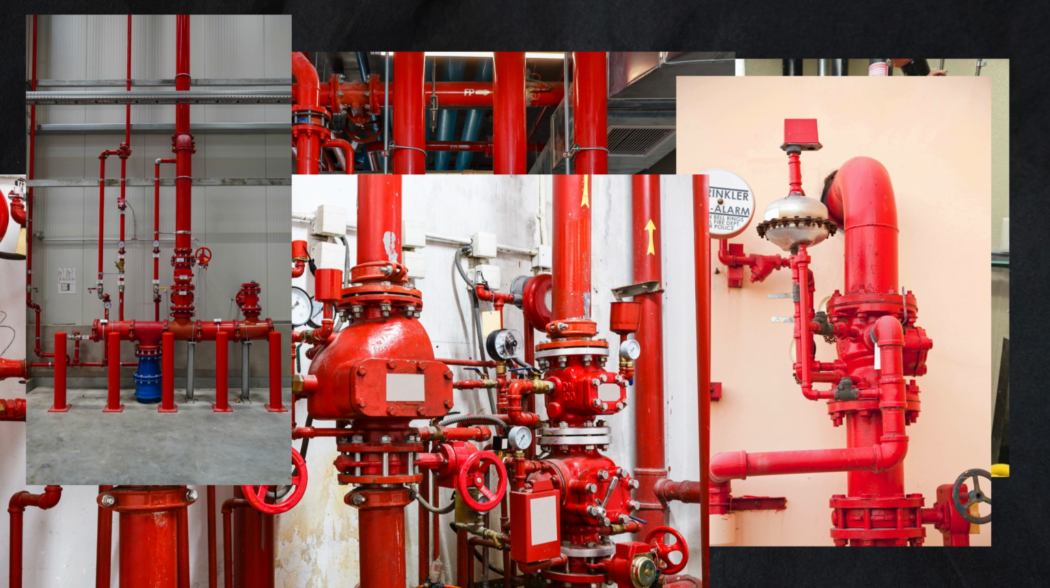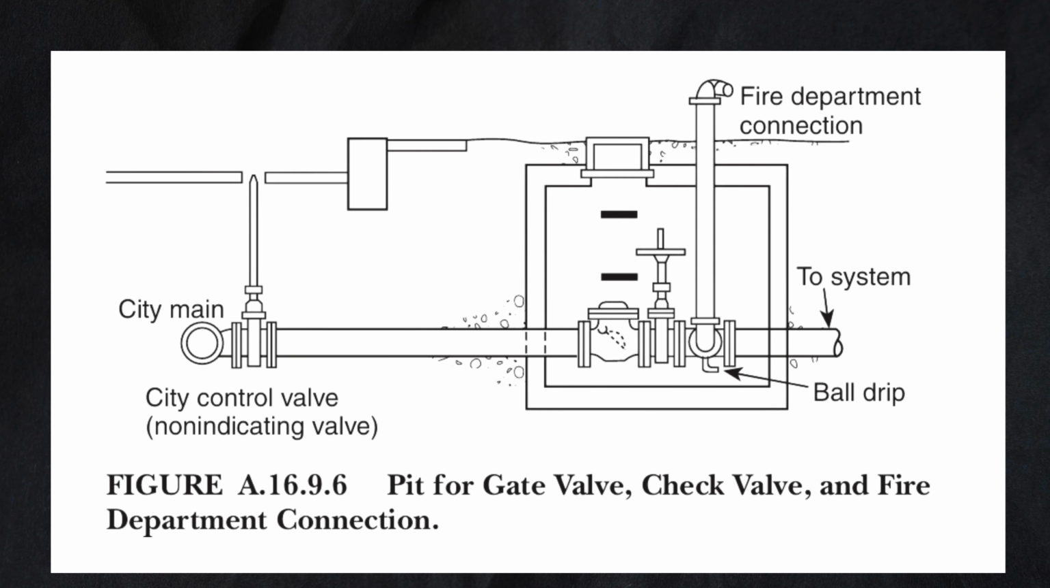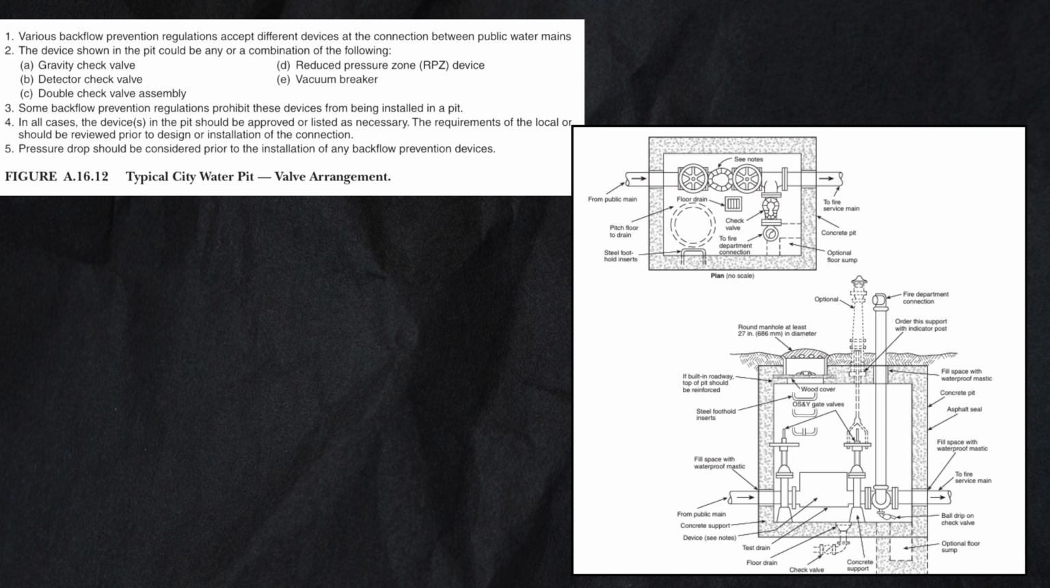Water vault, otherwise known as a water pit. These vaults protect critical equipment from weather, tampering, and freezing, while providing easy access for inspections and maintenance. They are usually located at the property line where the city water supply connects to the building's fire sprinkler system.